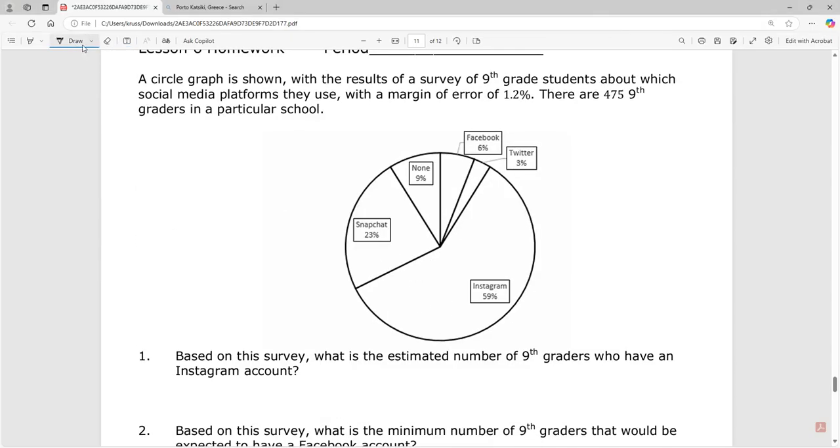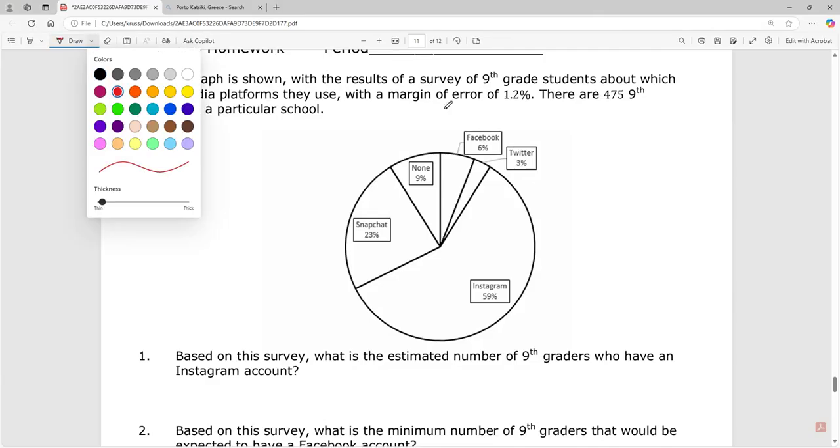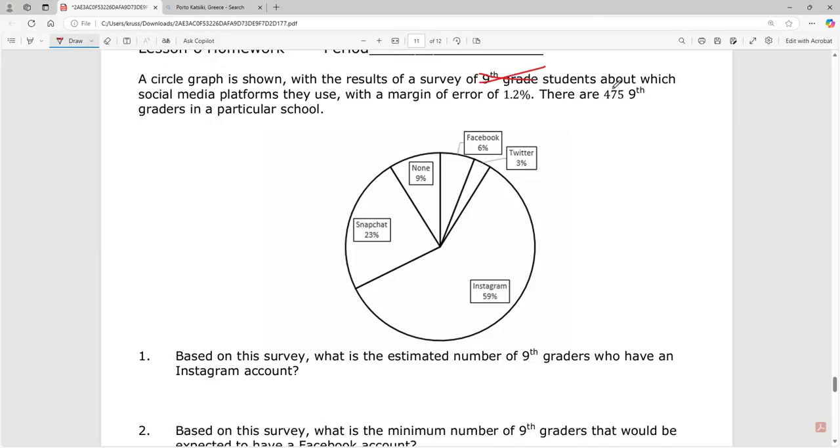Identify the important information in the top stuff. Ninth graders, who cares, right? Margin of error is 1.2%. Okay, that's something that we have to consider. And there are 475 ninth graders. All right, so all of these, we're going to ask for a range. So you have to take 1.2%, add it to the percentage it gives you, and subtract 1.2%, and that'll give you the range.